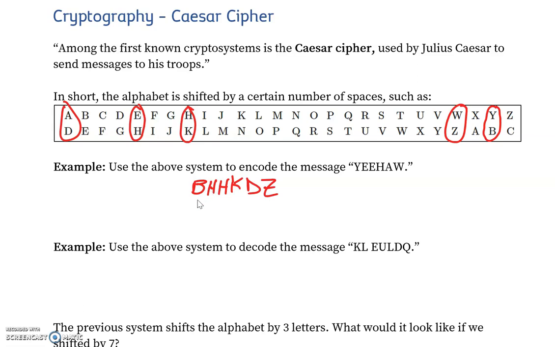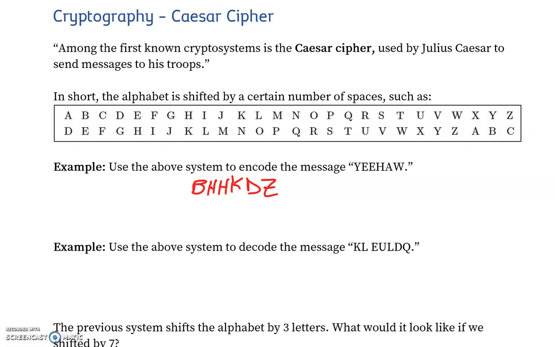Now the troops know what they have to do. They have to back up 3 spaces. They basically just undo what you did. So you move forward 3: A became D, it went 3 letters further into the alphabet. So they would have to back up. When they see D here, they're going to back up and go to A. So that's encoding the message, and then decoding is what we're going to do next.